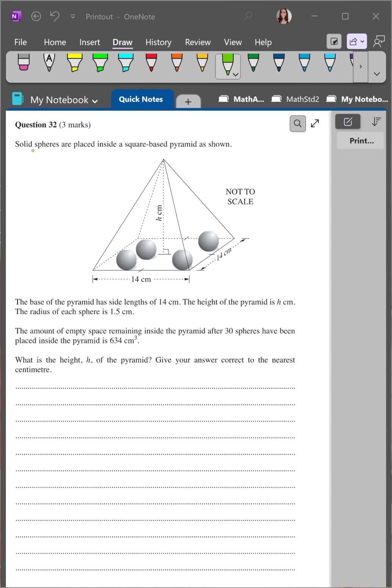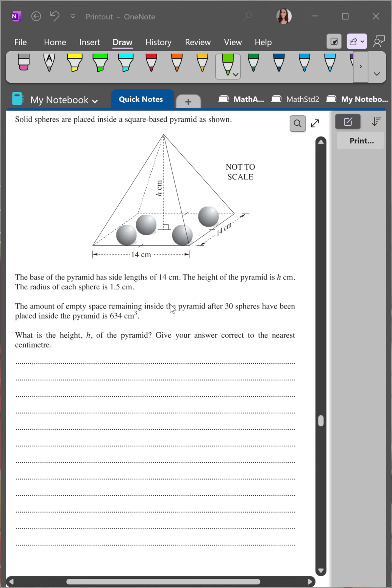Question 32. Solid spheres are placed inside a square-based pyramid as shown. The base of the pyramid has side lengths of 14 centimeters and the height of the pyramid is h centimeters. The radius of each sphere is 1.5 centimeters. The amount of empty space remaining inside the pyramid after 30 spheres have been placed inside the pyramid is 634 centimeters cubed. What is the height h of the pyramid? Give your answer correct to the nearest centimeter.